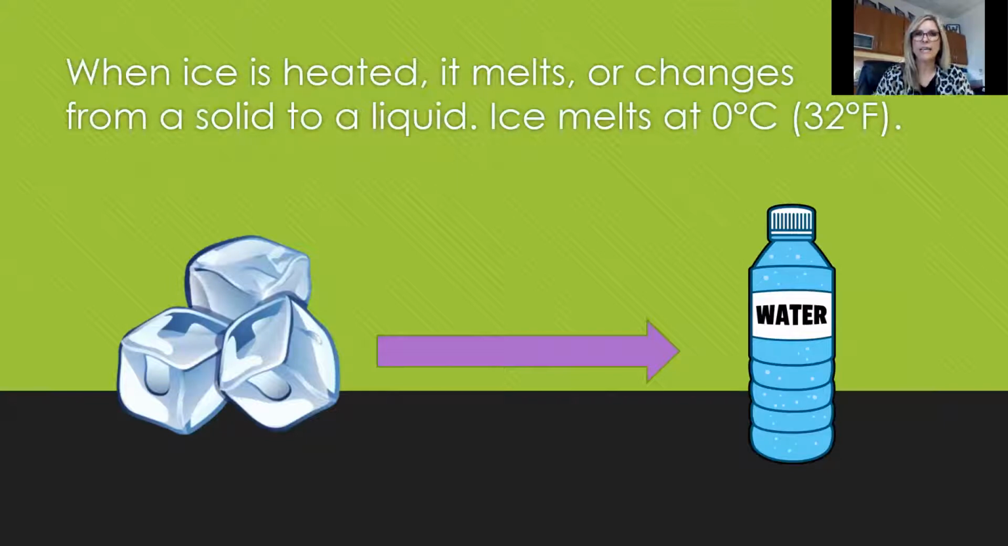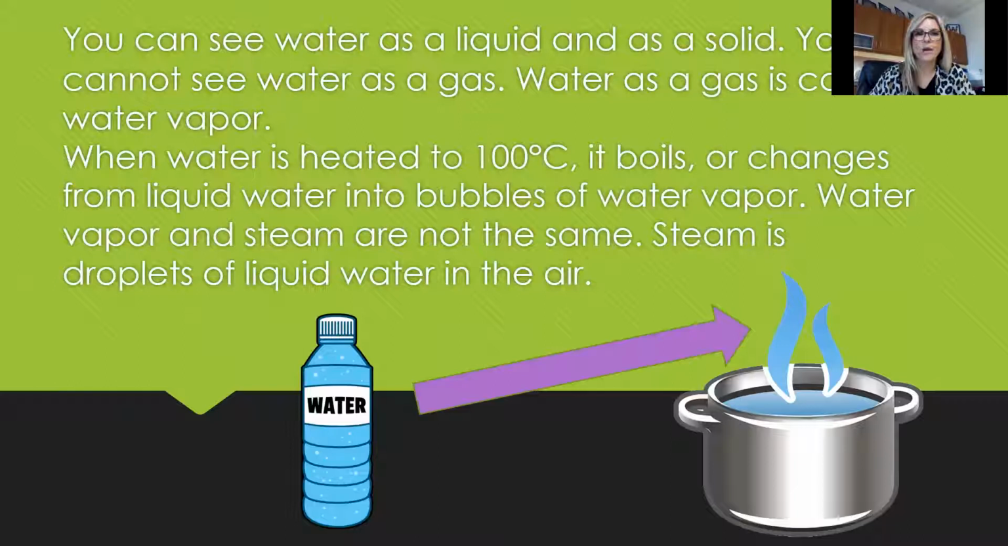When ice is heated, it melts, or changes from a solid to a liquid. Ice melts at 0 degrees Celsius and 32 degrees Fahrenheit as well. You can see water as a liquid and a solid. You cannot see water as a gas. Water as a gas is called water vapor. When water is heated to 100 degrees Celsius, it boils, or changes from liquid water into bubbles of water vapor. Water vapor and steam are not the same. Steam is droplets of liquid water in the air.